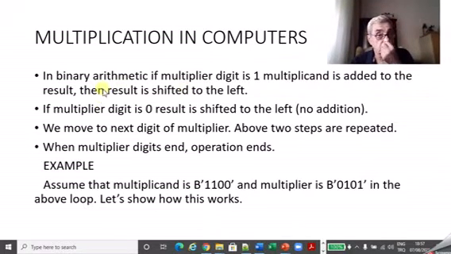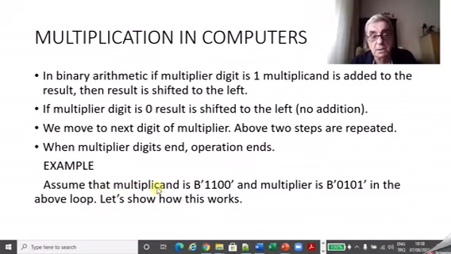In binary arithmetic, if the multiplier digit is 1, the multiplicand is added to the result, then the result is shifted to the left. If the multiplier digit is 0, the result is shifted to the left, and there's no addition. We move to the next digit of the multiplier. These two steps are repeated continuously until the multiplier digits end. This means the operation is over.